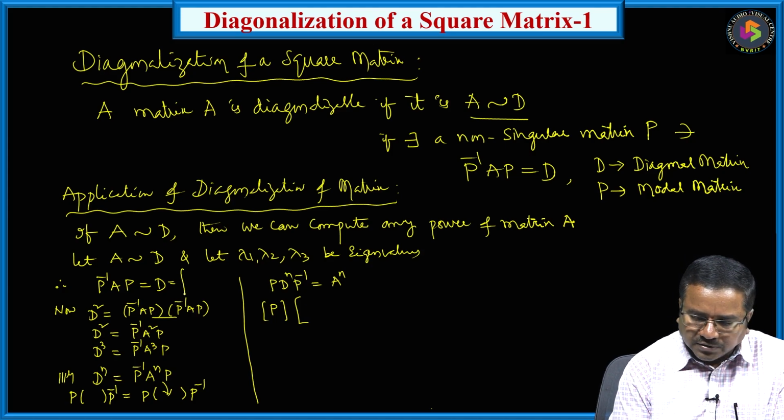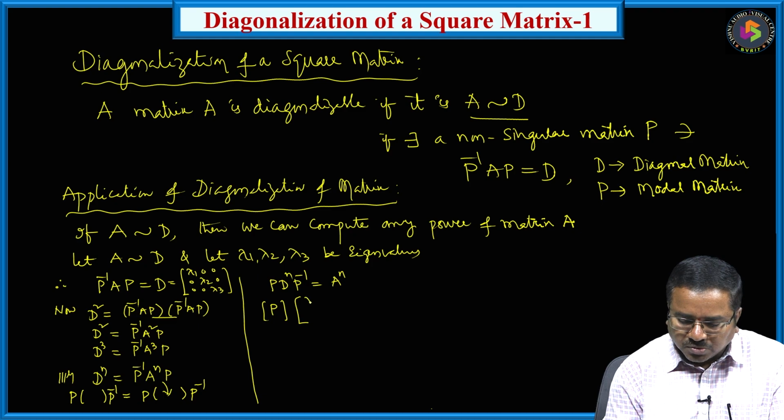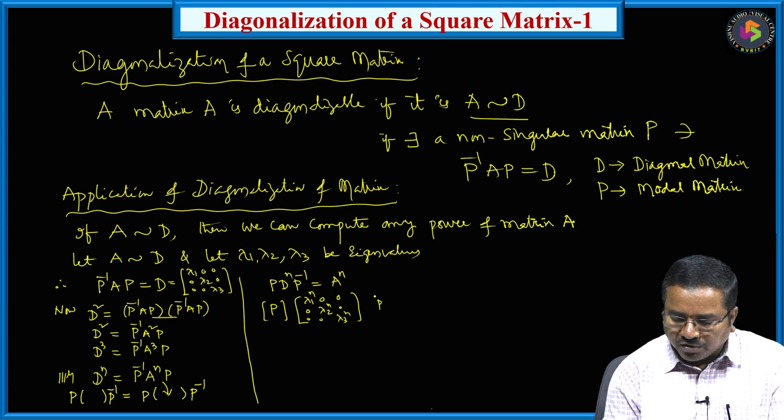D is the diagonal matrix, and the diagonal elements are the eigenvalues. So what will we get? The eigenvalues lambda 1, 0, 0, lambda 2. So what is D to the power n? Just raising each to the power of n: lambda 1 to the power n, 0, 0, 0, lambda 2 to the power of n, 0, 0, 0, lambda 3 to the power of n. Here you can write P inverse A to the power of n.